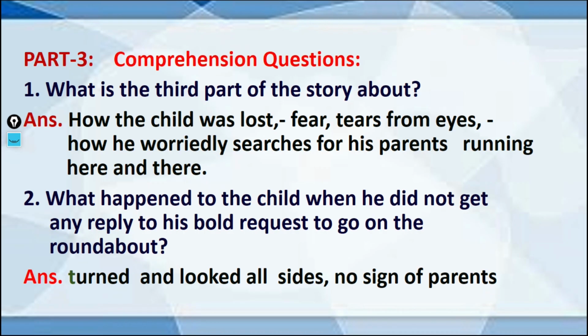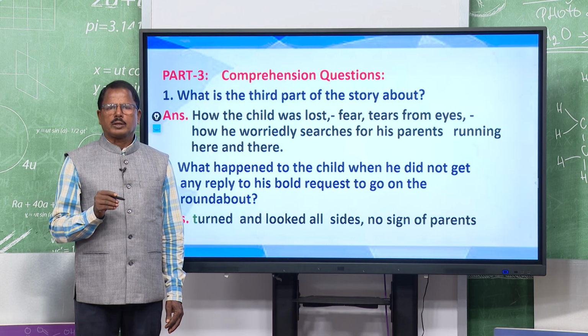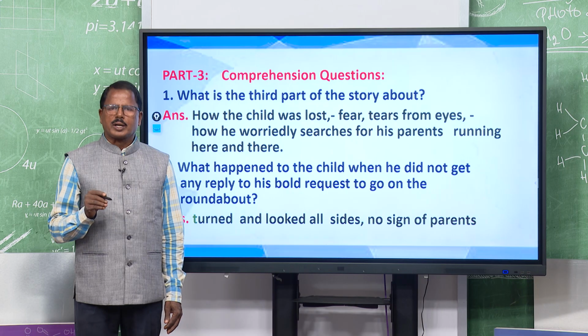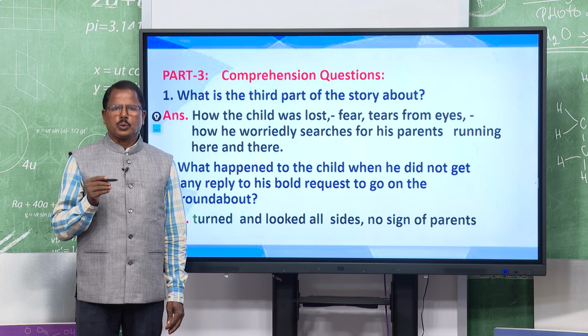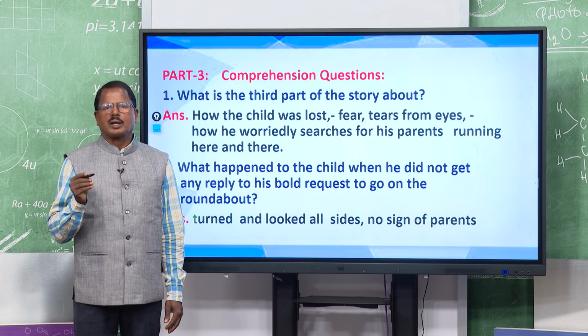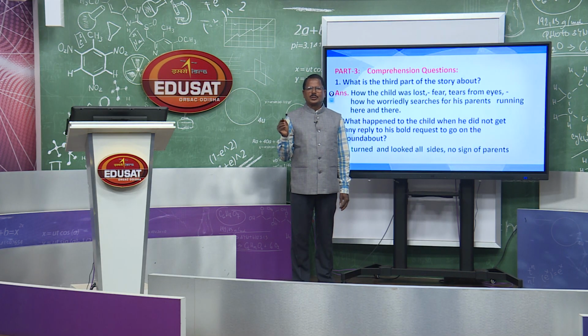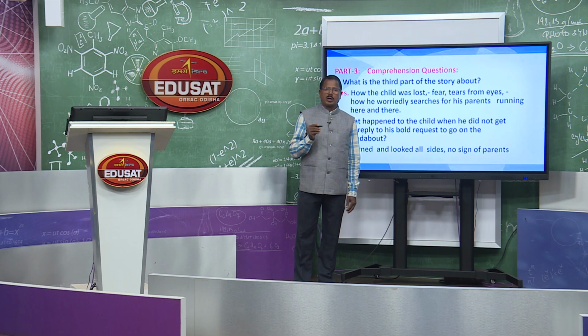And question number 2, what happened to the child when he did not get any reply to his bold request to go on to the roundabout? So, my dear children, we discussed when the sight of the roundabout with a number of people, children, men, women, attracted the child, he wanted to say something to his father whom he was afraid of, right. So, here what happened, when he requested boldly with a lot of courage, he did not get any reply, right. So, he turned and looked all sides, there was no sign of his parents. So, that is why he was very much afraid of everything, right.